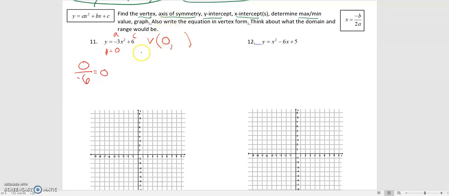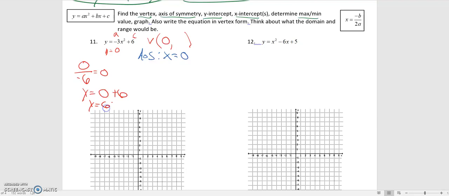A reminder that your axis of symmetry is always just going to be an x equals whatever you got. So that's 0. Then at this point, I can go ahead and plug it back in to solve for y. I'm going to get y equals 0 plus 6.